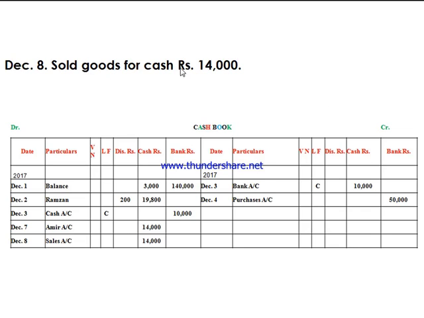Next transaction, sold goods for cash, rupees 14,000. As we have sold goods, we will receive the cash. It will be recorded in the receipt side of the cash book. Write down the date. Then in the cash column, 14,000. Why is this cash coming into the business? This is because we have sold some goods. So in the particulars, in the detail description, we will write down sales. Due to sale, we have received this cash, 14,000 rupees.